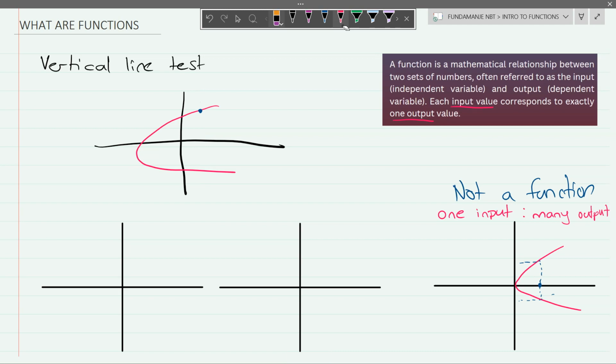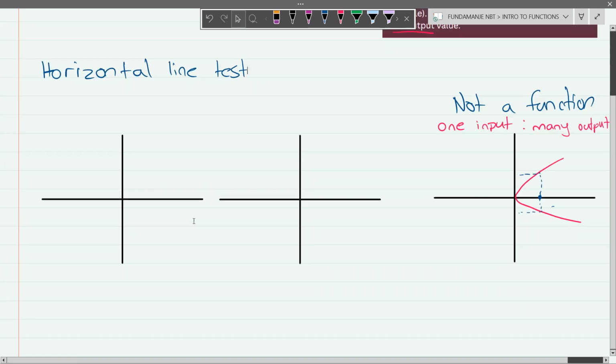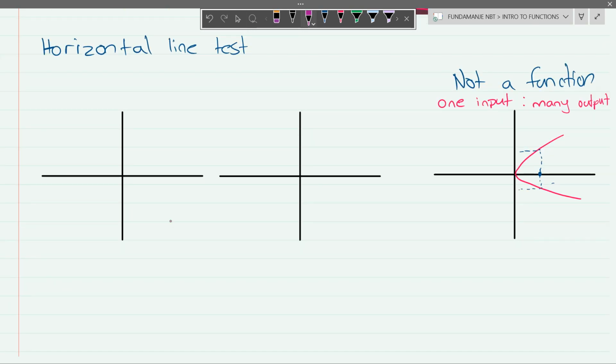So in terms of actual functions now, what would be the difference between a linear type of function like this and a quadratic type of function like that? Now we get into the horizontal line test. A horizontal line test is used to test whether we are working with a one-to-one function or a many-to-one function. So we're gonna start off with the one-to-one function by drawing a linear function over here.